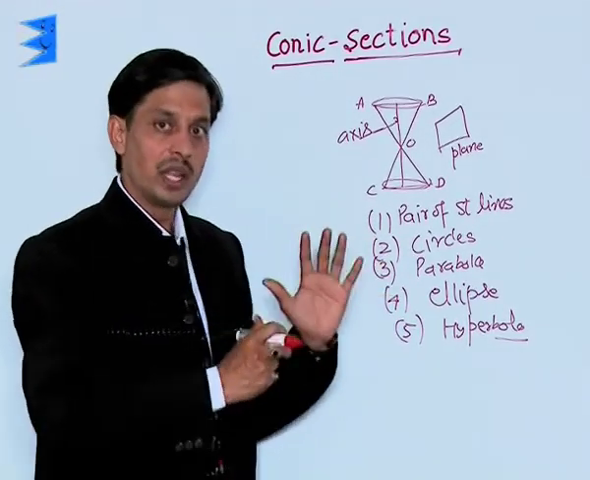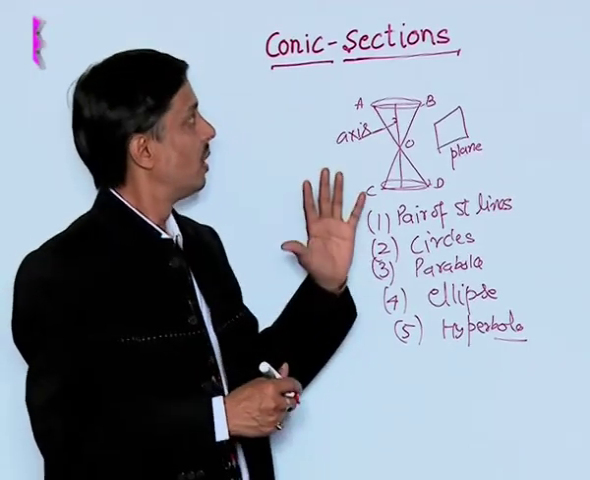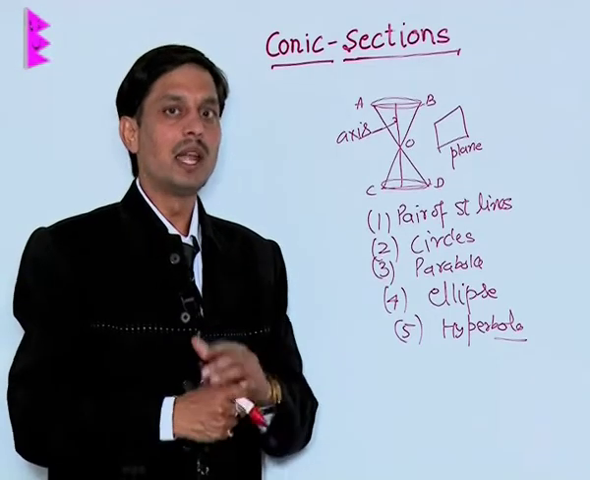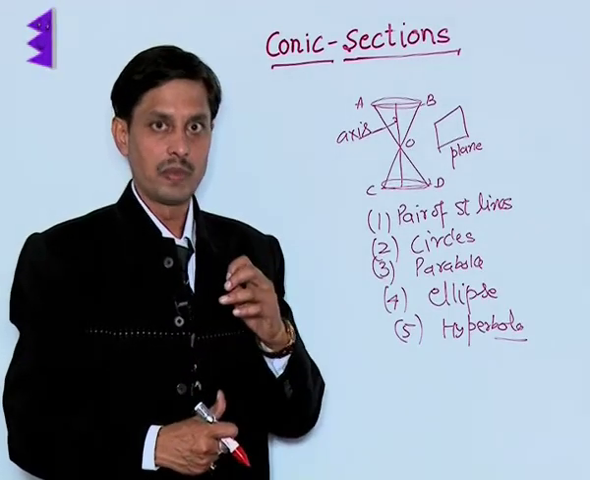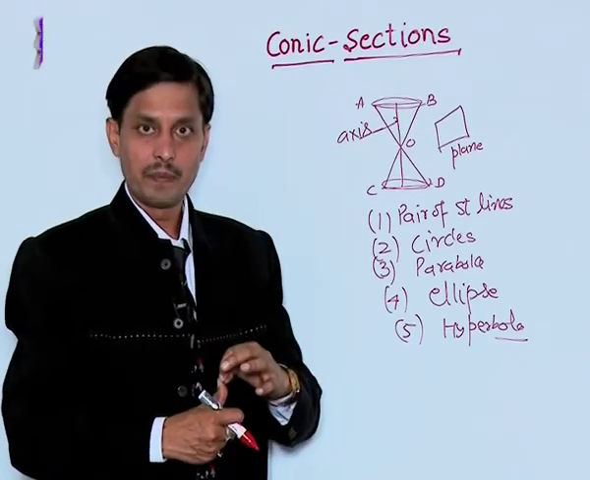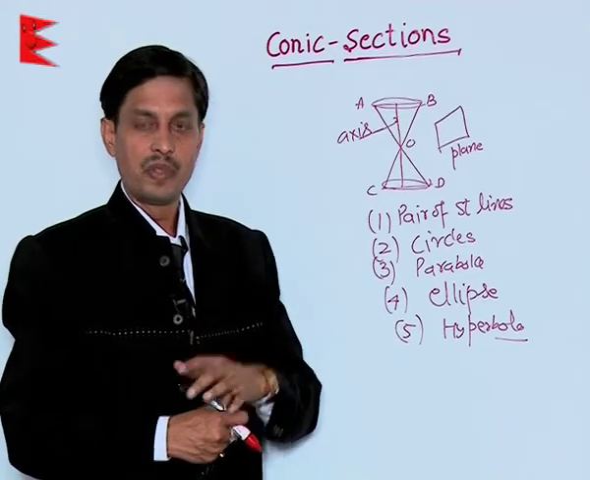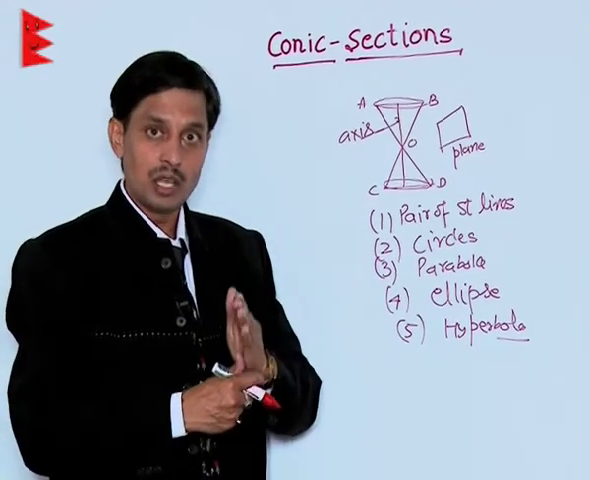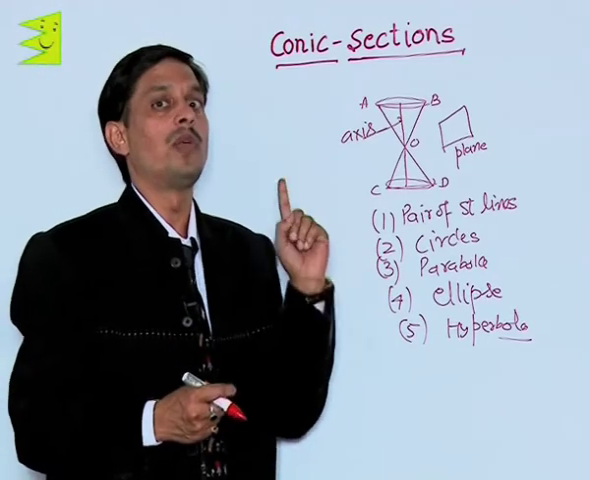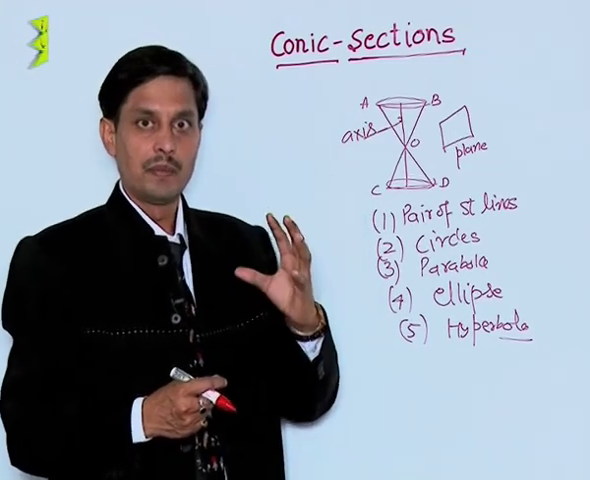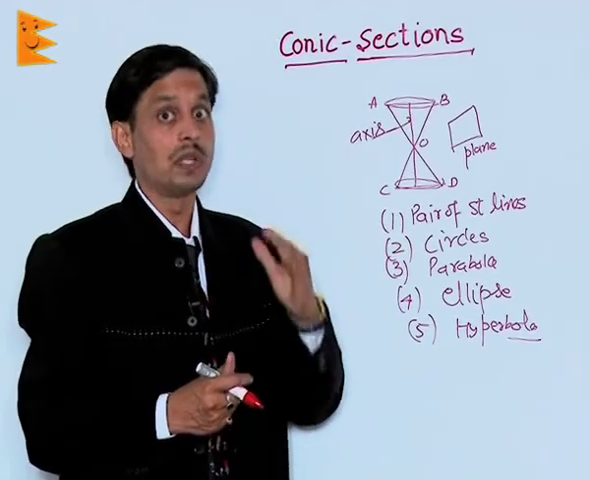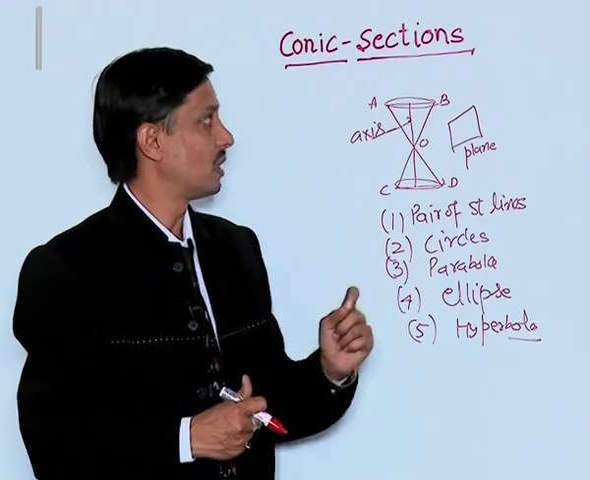This is a very ordinary definition and explanation of the conic section, but its analytical definition is: if a point moves in a plane in such a way that it maintains a constant ratio of the distance from a fixed point to the distance from a fixed line, then that shape, curve, path, locus of the point is known as the conic section.